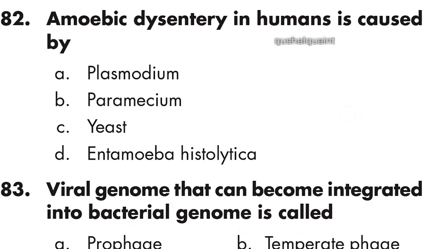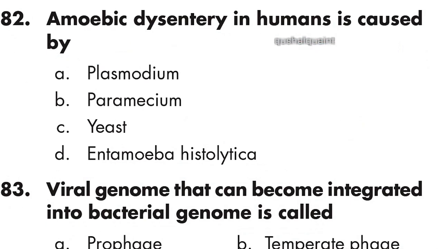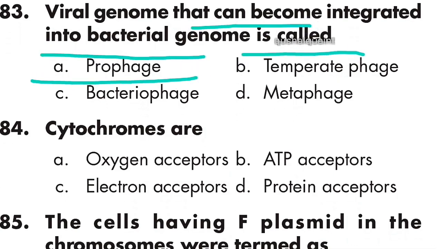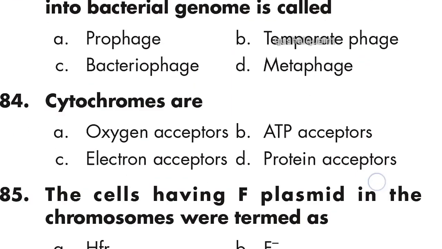Question 82: amoebic dysentery in humans is caused by Entamoeba histolytica. Option D is right, Entamoeba histolytica. Question 83: viral genome that can become integrated into the bacterial genome is called prophage. Option A is right, prophage. Question 84: cytochromes are electron acceptors. Option C is right, electron acceptors.